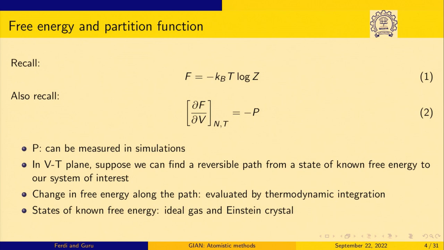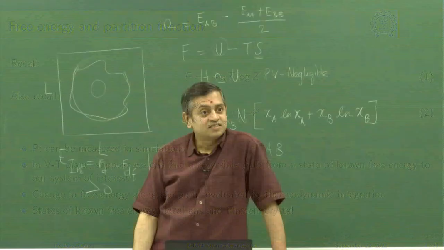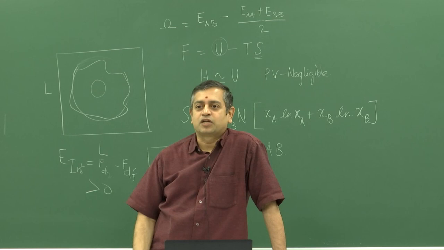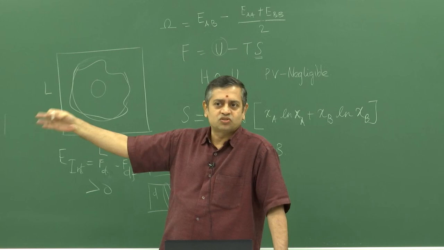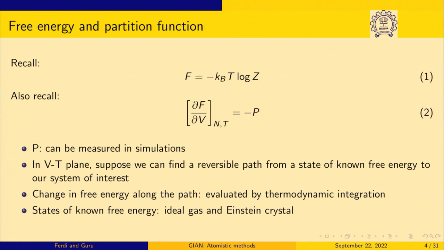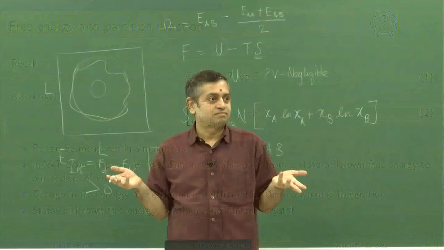So in the volume-temperature plane, suppose you have a way to find a reversible path from a known state to a state of your interest, then you can integrate along the path and you should be able to get the free energy. That is basically the idea behind thermodynamic integration. The only catch is that you might know the pressure for state 1 and state 2, so the right-hand side is known. But when you integrate, you are going to substitute these end points, which means at least for one reference point you should know the energy, otherwise you cannot calculate.